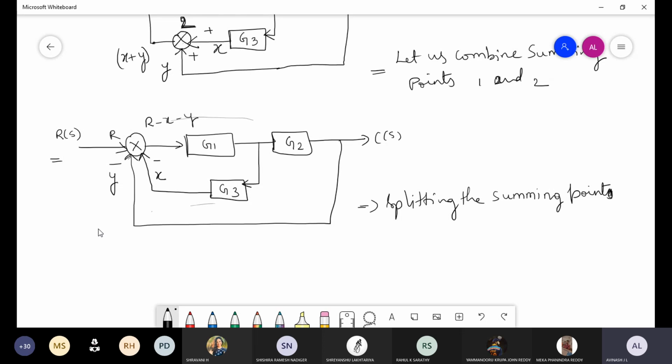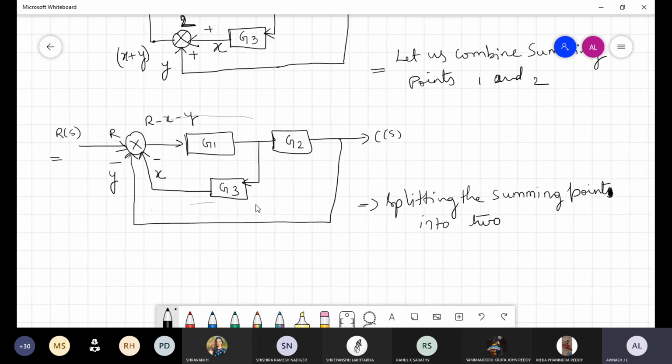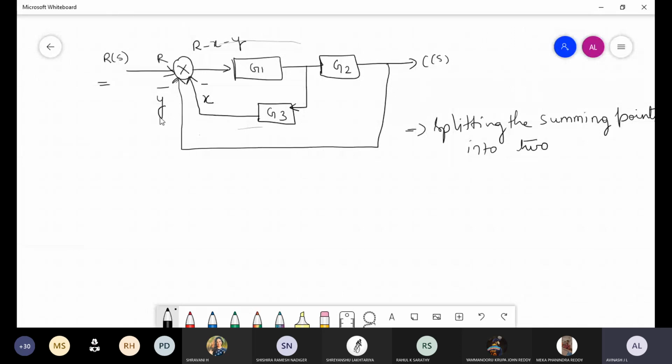It's not splitting the summing point, it's splitting the summing point, a singular, into 2. Into 2. Okay. So now how I am going to split is, I will take the feedback loop for this one separately and the last one separately.